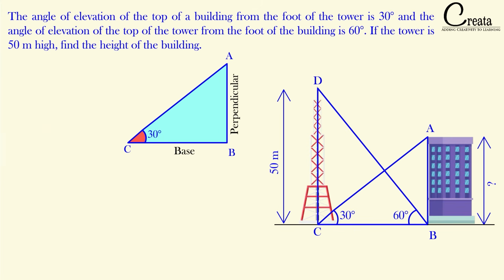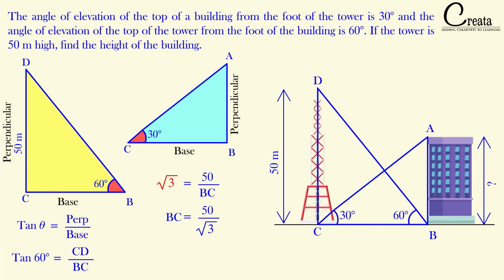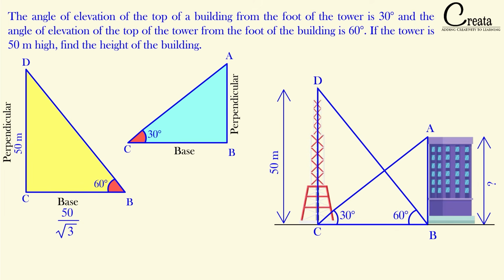Firstly, let's take the triangle DBC. Here we will use tan theta as it will link the perpendicular and the base. Tan theta is equal to perpendicular upon base. So tan 60 degree will be equal to CD upon BC. CD is 50 meter, that is given, the height of the tower. What is the value of tan 60 degree? It is root 3. So on solving, we got BC as 50 upon root 3 meter. We got the BC, that is the base of this triangle.